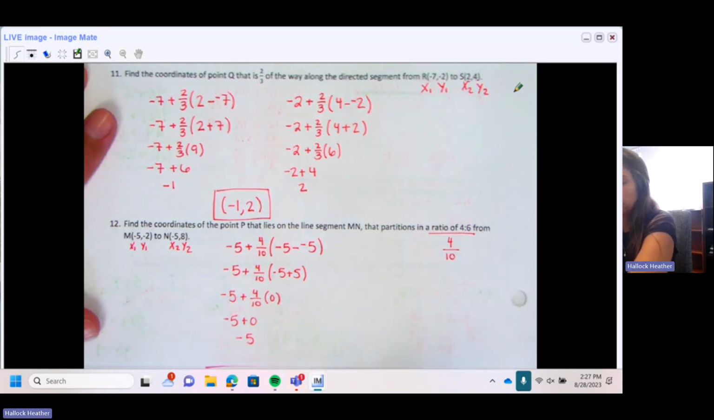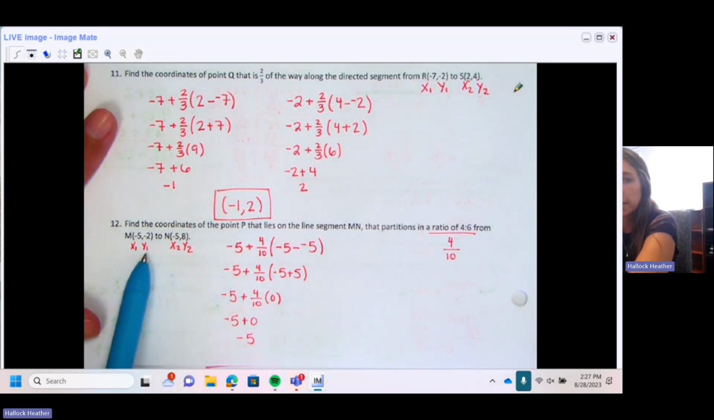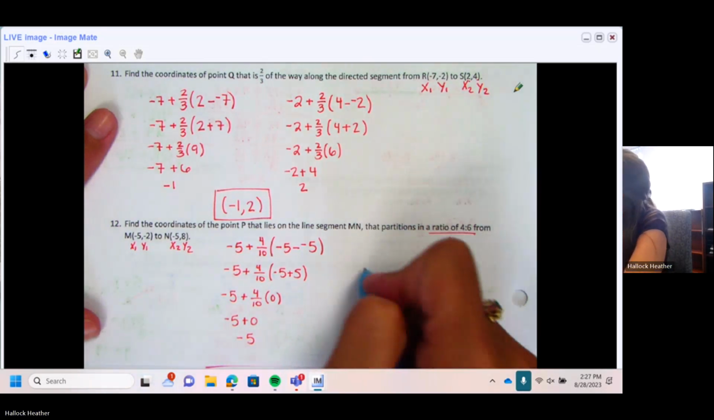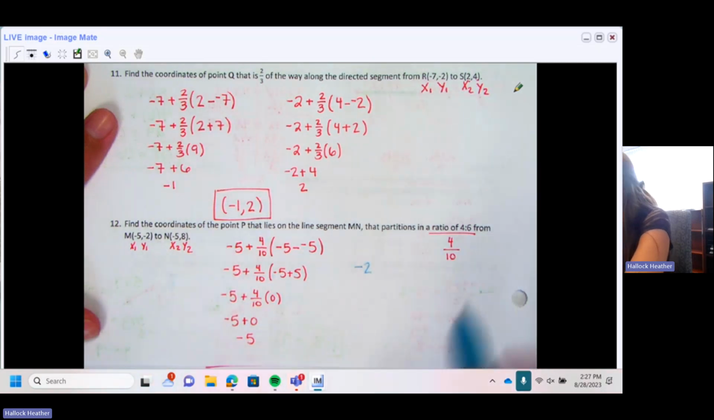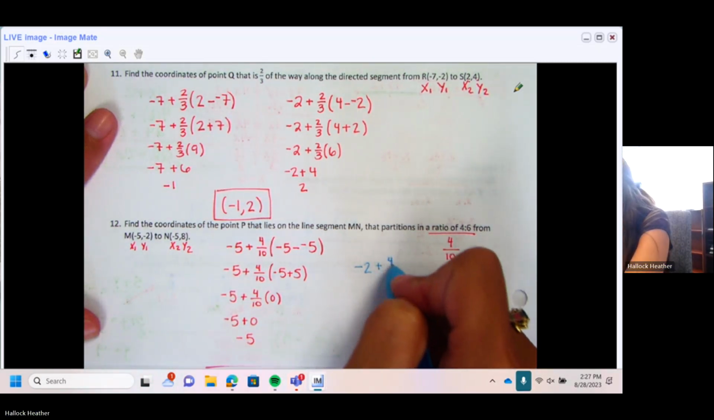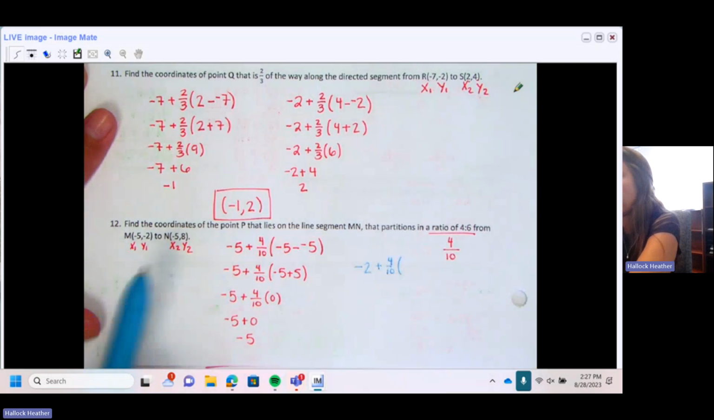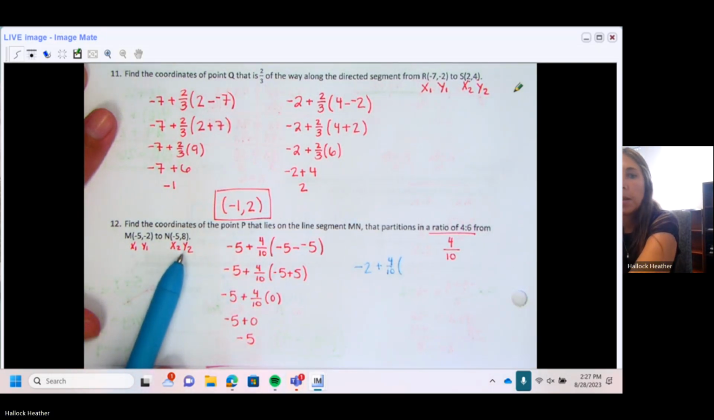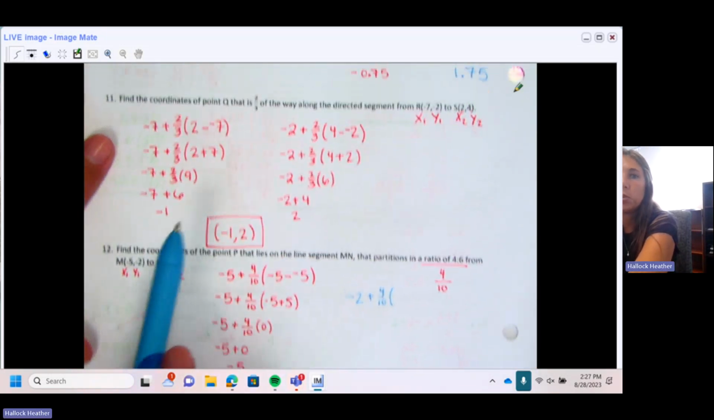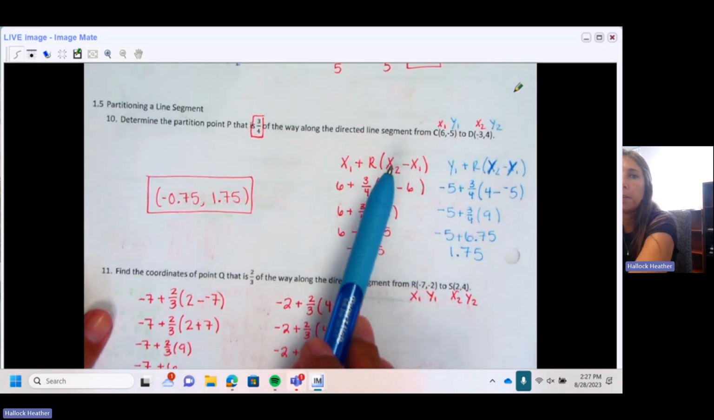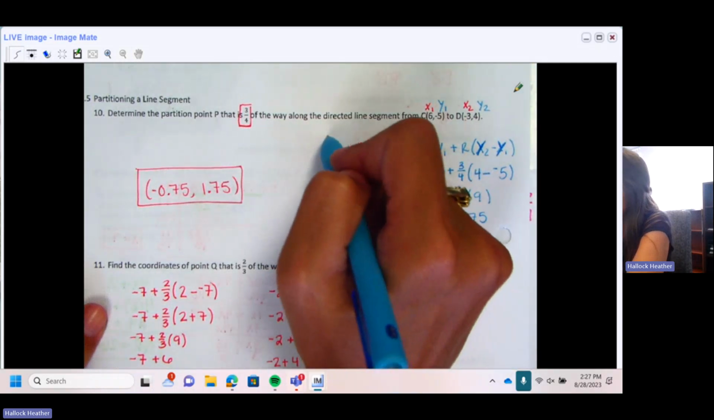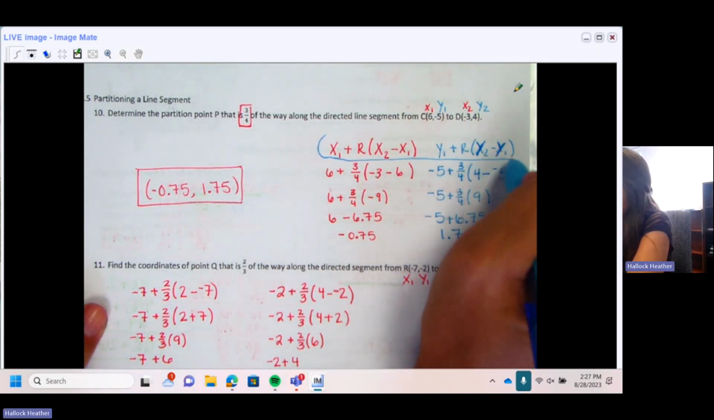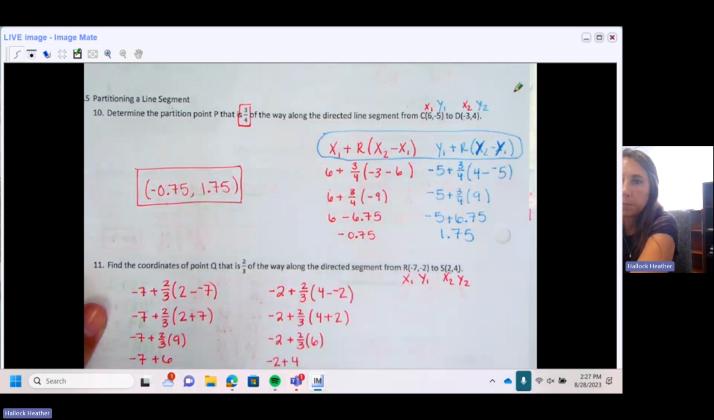I'm going to do my y's. y sub 1 is -2. I'm adding my ratio, which is 4/10. And then I'm multiplying by y2 minus y1. We are still using that same formula from up here. Where is it? Oh, it's right here. This is my formula. We're still using the same formula for these 3 problems.